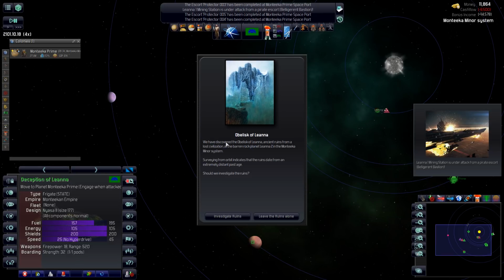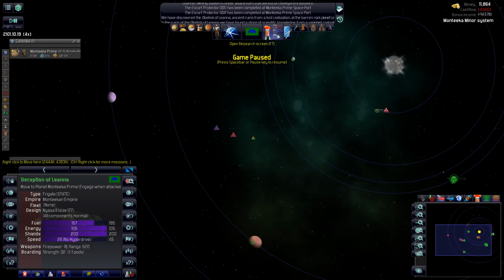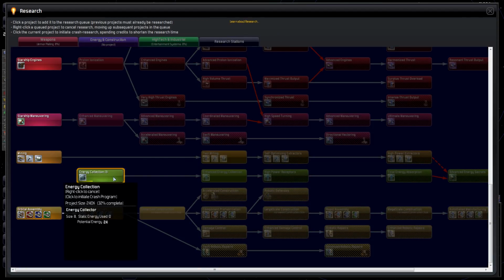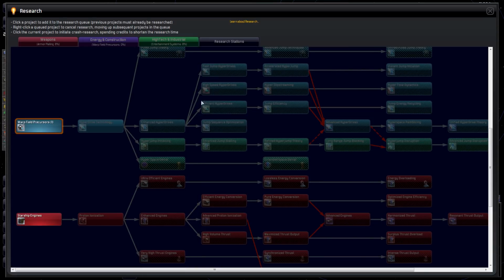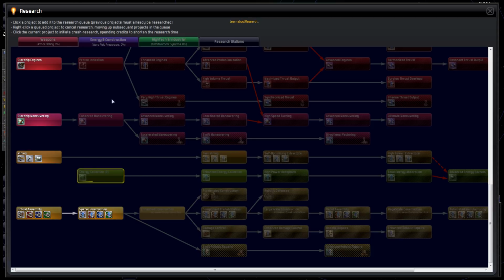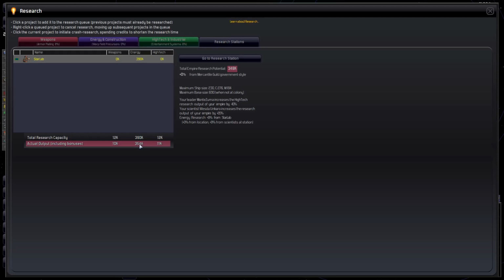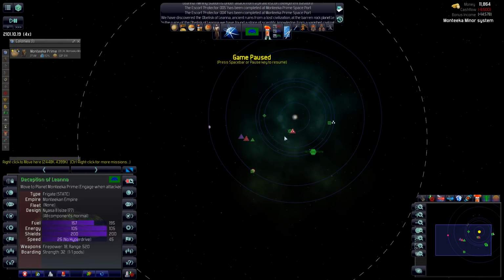Obelisk of Liana. We have discovered the Obelisk of Liana, ancient ruins from a lost civilization. Investigate, and there are our warp fields. Okay. So it's given us the warp field technology, or the ability to research it anyways. So we're going to come off of that and get on that. And once you're done that, you can go back to energy collection. 348. So, yeah, that spiked quite nicely. So that should get our energy stuff done real quick.